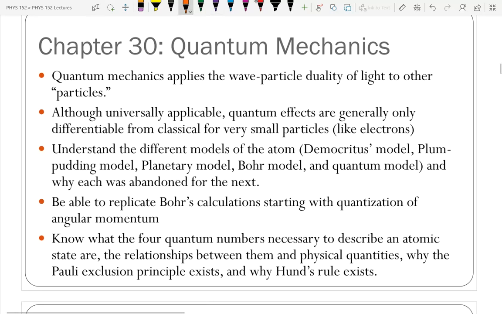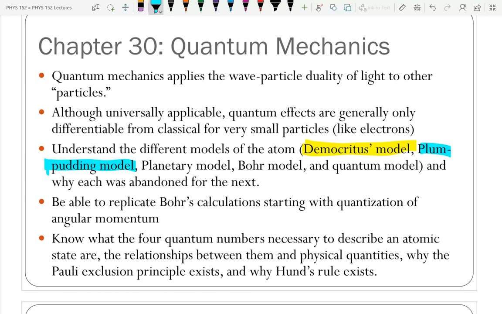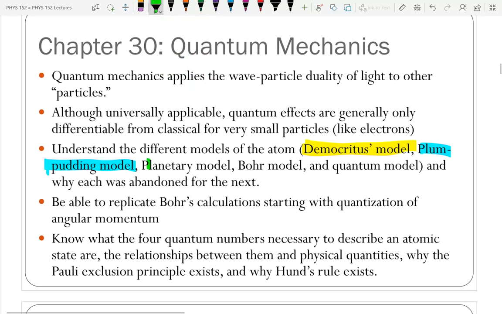You should have these different models. The Democritus model, that is, that you just have indivisible pieces that he called atoms if you cut it down small enough. The plum pudding model was the model that J.J. Thomson came up with after his cathode ray tube showed that you had electrons coming out of a piece of metal. The planetary model is the model that Rutherford came up with after the thin film experiment with gold. And then we have the Bohr model.